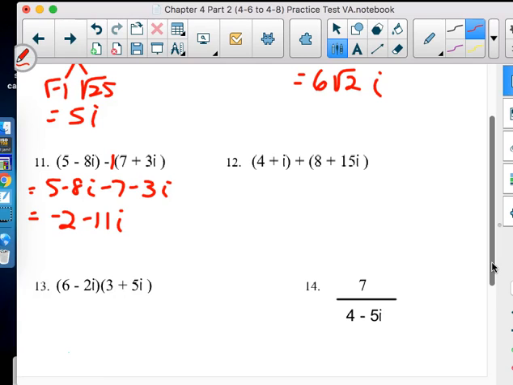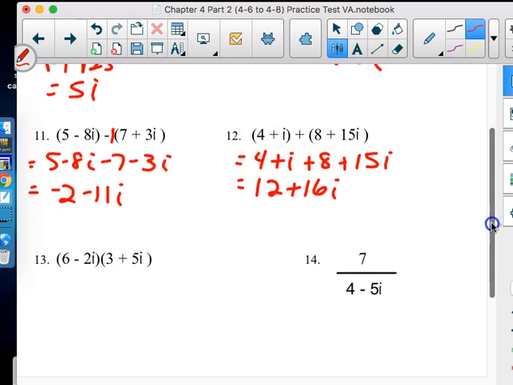All right, in 12, do I have to be quite so cautious? It's addition. So basically, we could write it without those parentheses. They just wanted us to see it's two complex numbers being added together. And then combine like terms. What do you get? There it is in standard form. All right, number 13. What do we do with that one?